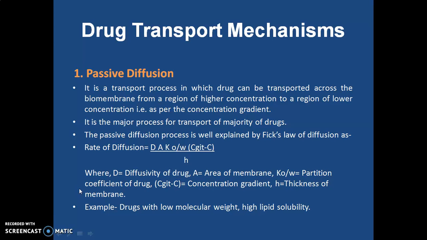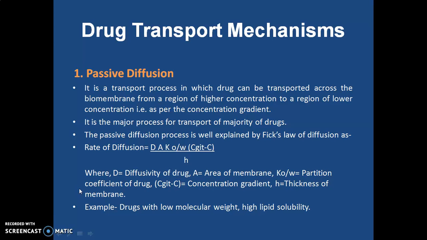First one is passive diffusion. Passive diffusion is a transport process in which drug can be transported across the biomembrane from a region of higher concentration to a region of lower concentration. That is, the process occurs as per the concentration gradient. It is the major process for transport of the majority of drugs.